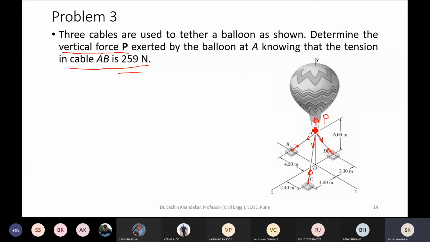Please note that equilibrium. So here now you are going to consider the free body diagram of which point? Point A. Please note that now you are going to consider equilibrium of point A. Now point A is acted upon by how many forces? The point A is under consideration. As far as point A is concerned, what are the different forces acting on it?